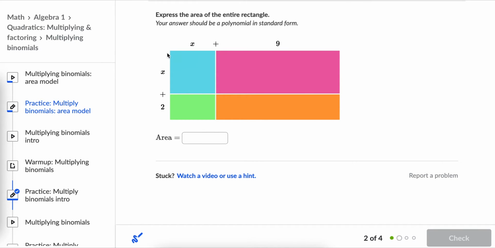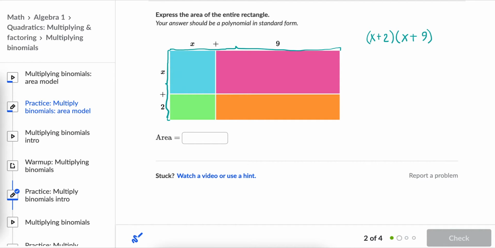If you think of the area of a rectangle, this side right here, this blue plus green whole side, is x plus 2. And then this other whole side right here is x plus 9. So we've got what we call binomials. And we can multiply this out just looking at it algebraically as well.